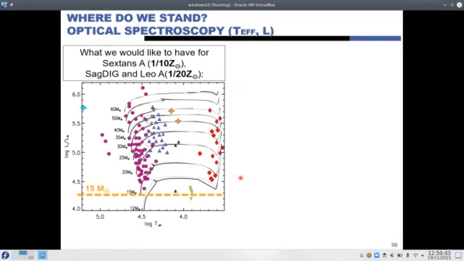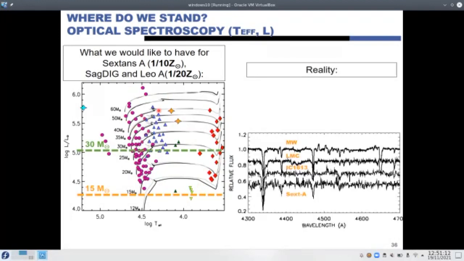We want this diagram to be very densely populated, down to at least 15 solar masses. And that means reaching down to magnitudes of 22 or something like that. And for the brightest objects, we want to be able to obtain a spectra of the same quality so we can obtain the stellar parameters. And this is our wish list, but then there comes reality.